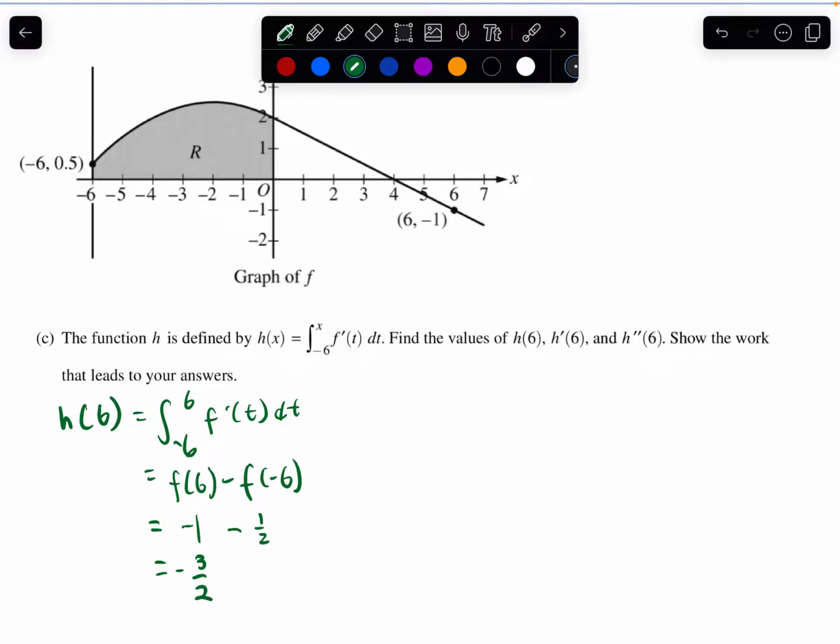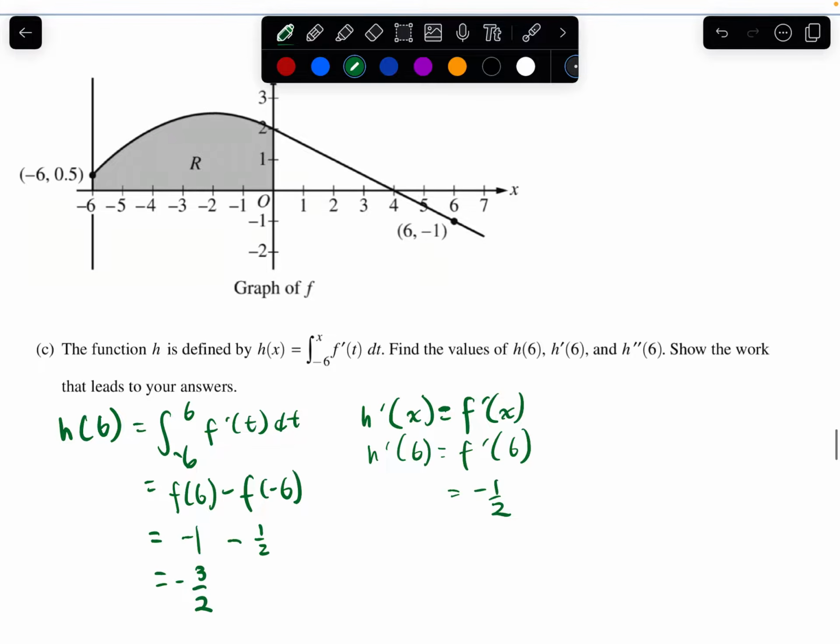Okay? And then h prime of 6, well, what is h prime of x? h prime of x is just going to be f prime of x. And so h prime of 6 is f prime of 6, which would be equal to -1/2. Why is it -1/2? Well, since we're dealing with the derivative, what is the slope at 6? Look at this slope right over here. It appears to be -1 over +2. So we can see that there. All right, so that's h prime of 6.